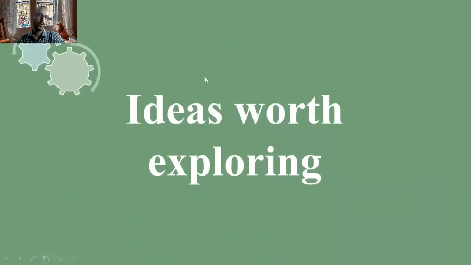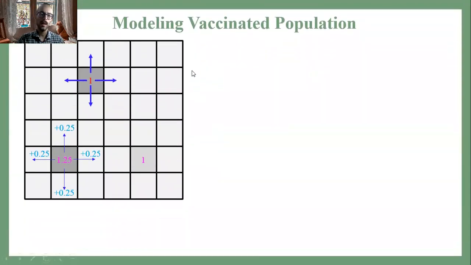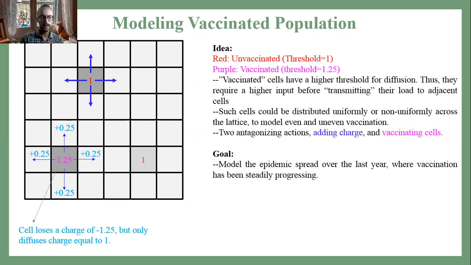So motivated by this, we try to consider a model that is slightly more complex. The idea is to model a vaccinated population inside a lattice. So our idea is to have two different actions in a lattice. We categorize each cell into vaccinated and unvaccinated. The unvaccinated ones behave exactly like we showed, but the vaccinated ones have some differences. The vaccinated ones have a much higher threshold for diffusion. So the threshold for a vaccinated cell is actually much higher.